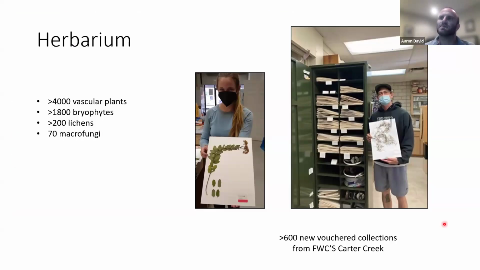So we maintain an herbarium with over 4,000 vascular plants, 1,800 bryophytes, over 200 lichens. Actually, that one's a little old, but we have more macrofungi, which I'll talk about in a second. This includes over 600 new vouchered collections that were made at an FWC property at Carter Creek recently. And all these are available online, scans of them, so people can take a look at what we have, use that for their research, or if they need to, they can contact us and access the specimen in person.